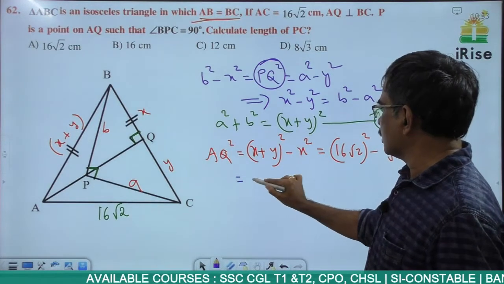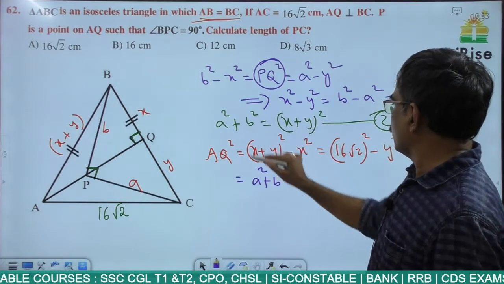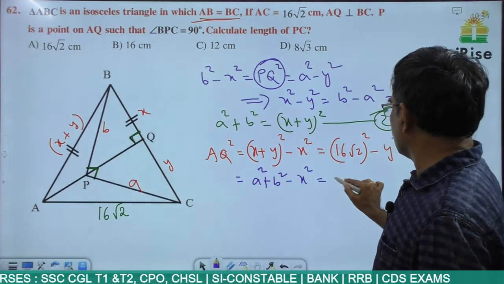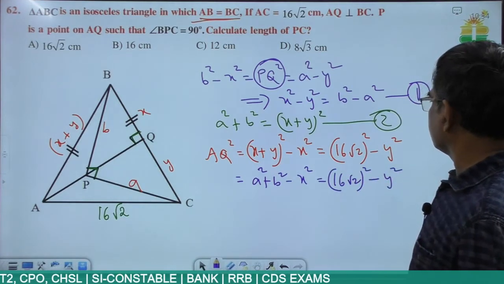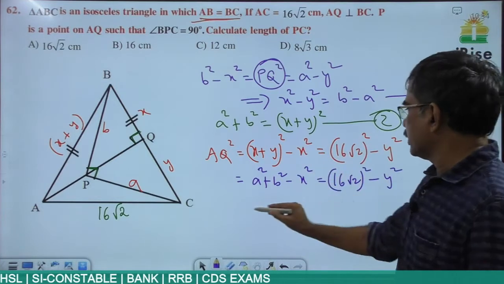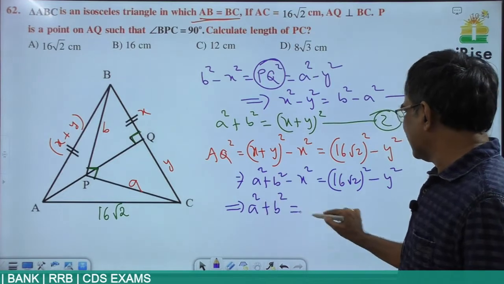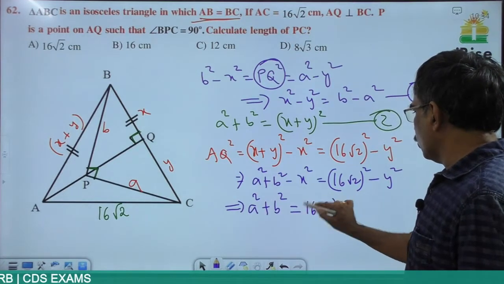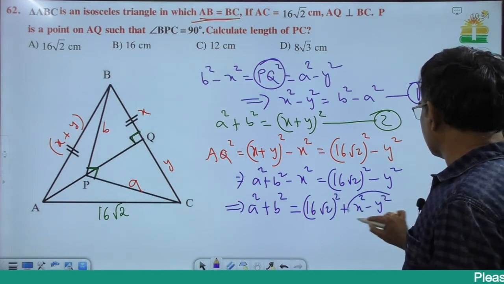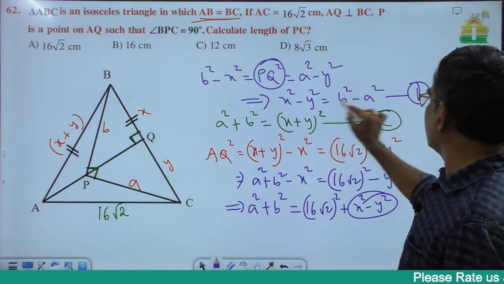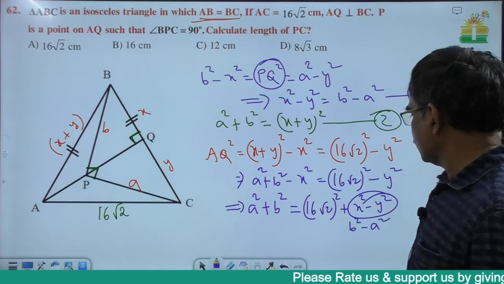So this can be written as (a square plus b square)... (x plus y) whole square minus x square is equal to (16 root 2) whole square minus y square. If we transfer to the right side, this implies a square plus b square is equal to (16 root 2) whole square plus x square minus y square. This x square minus y square is replaced by b square minus a square. So this is nothing but b square minus a square.